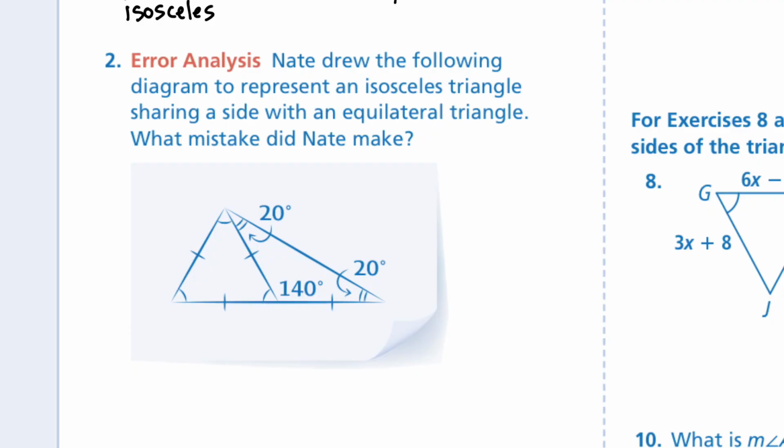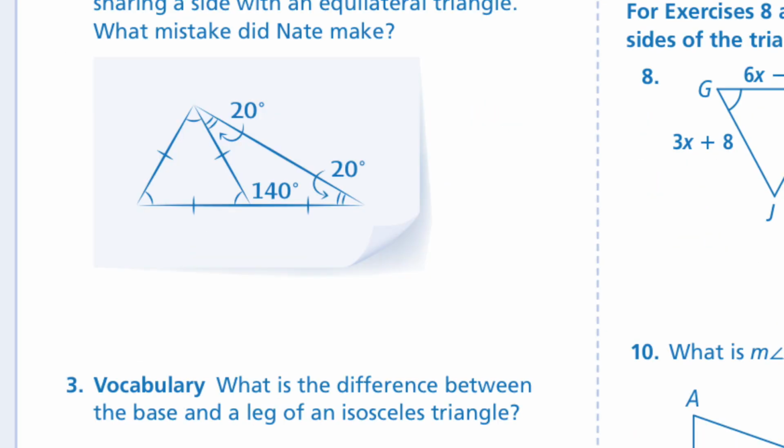Error analysis. Nate drew the following diagram to represent an isosceles triangle sharing a side with an equilateral triangle. What mistakes did Nate make? There are 2 ways that you can analyze this problem.